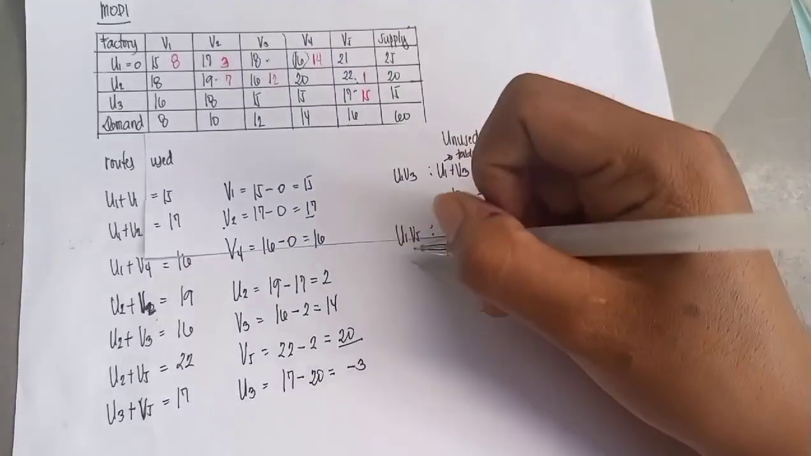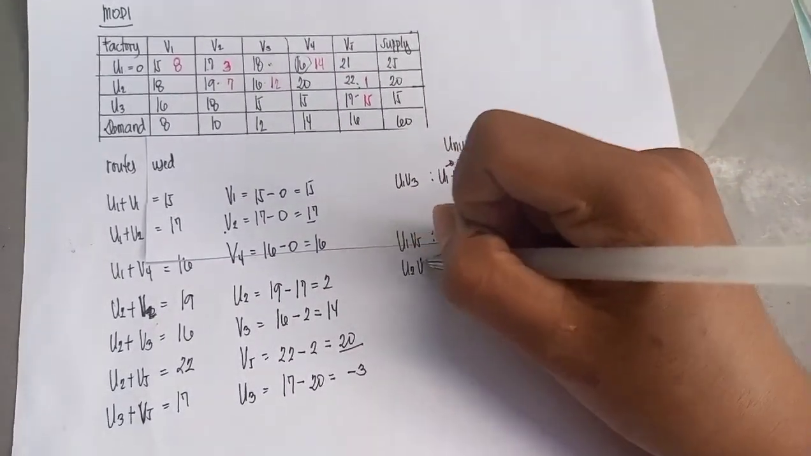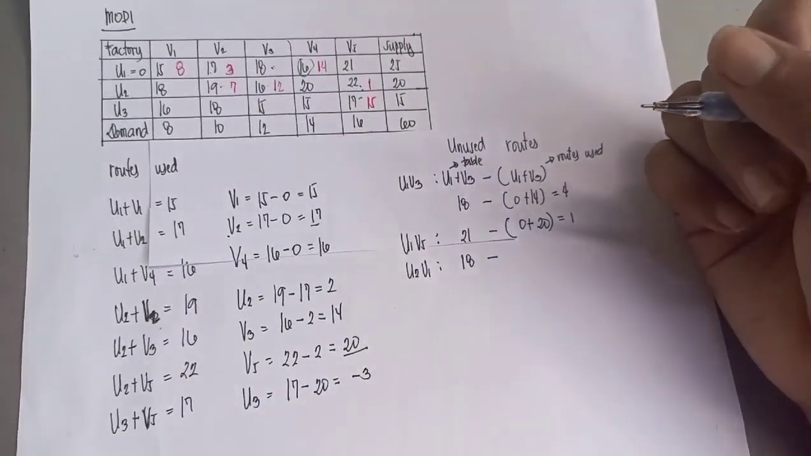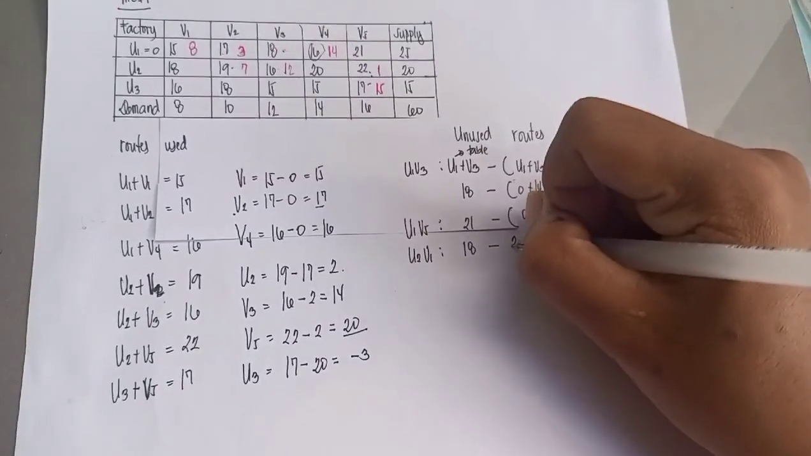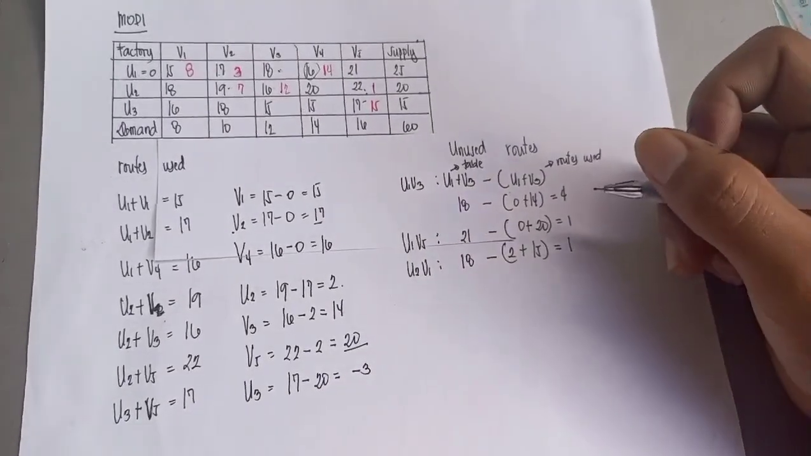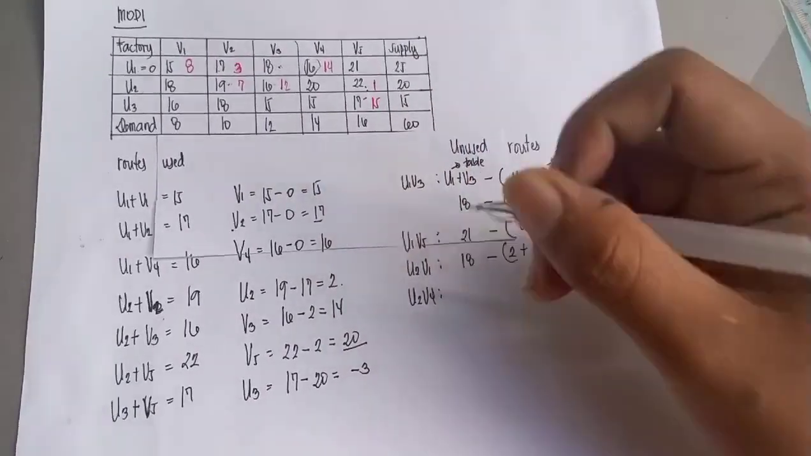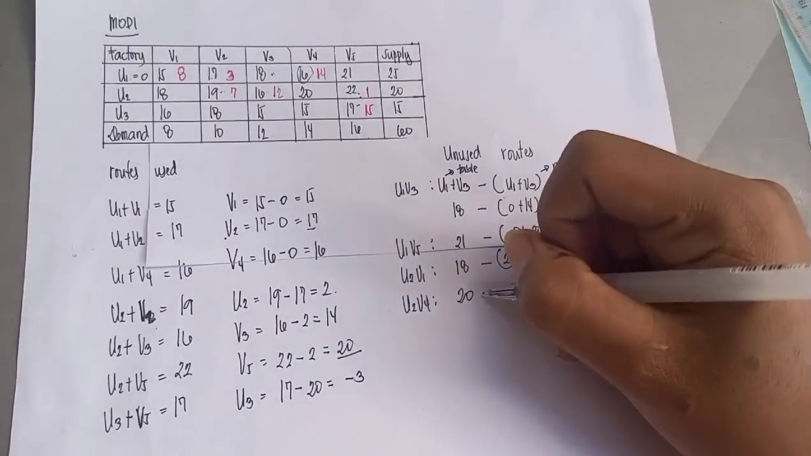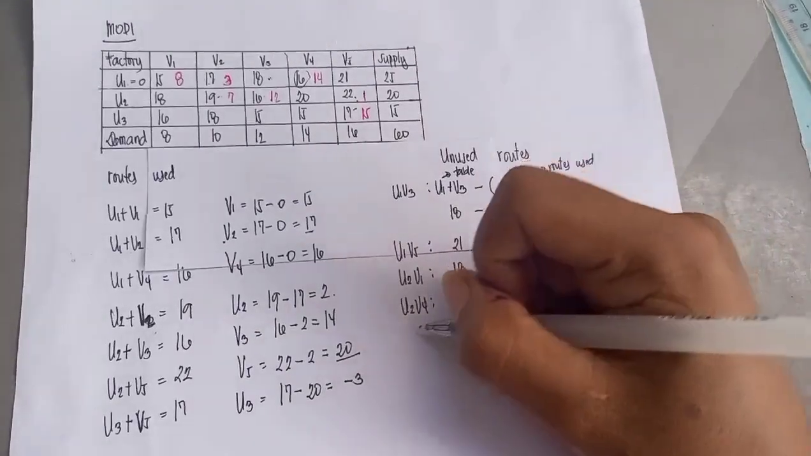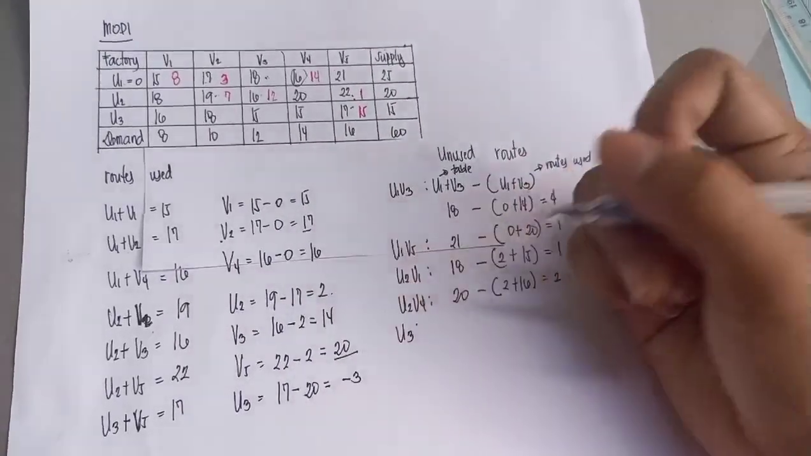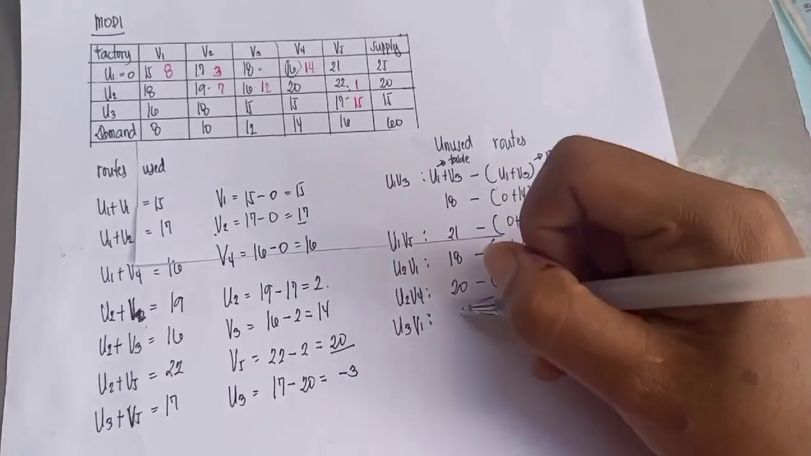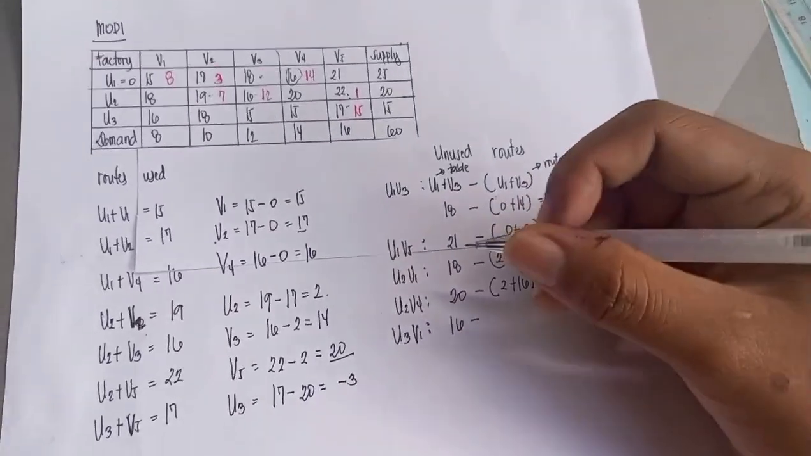Next is U2 and the V1. So U2 plus V1 in the table is equal to 18, minus U2 from the roots used, which is 2, plus V1 from the roots used, which is 15, so we have 1. Next is U2 and V4, so we have 20, minus 2 plus 16 is equal to 2. Next is U3 plus V1, which is 16 minus -3 plus 15, is equal to 4.